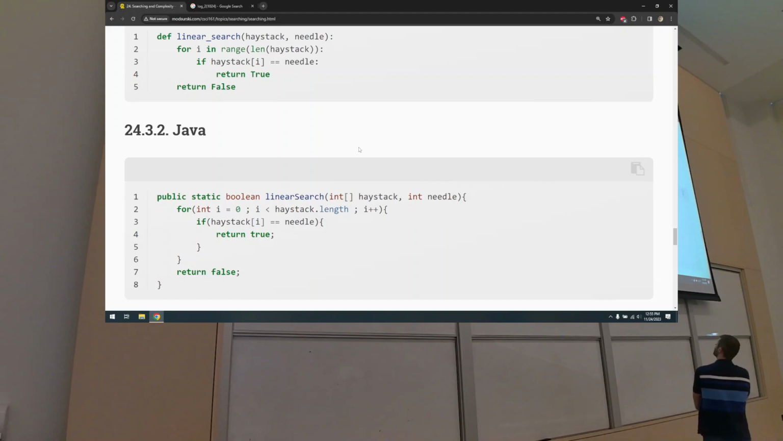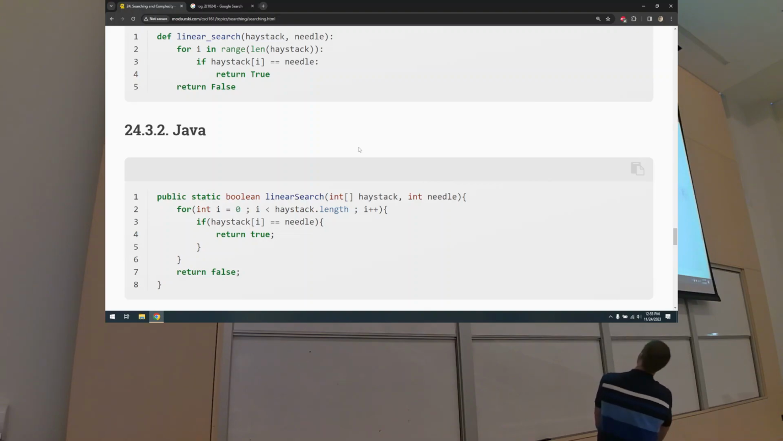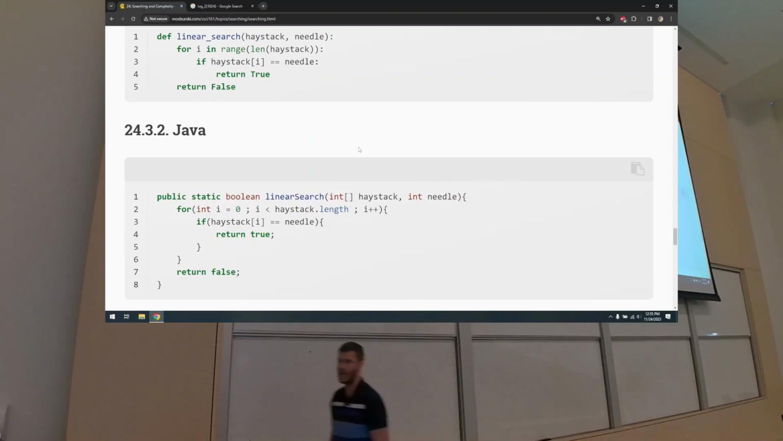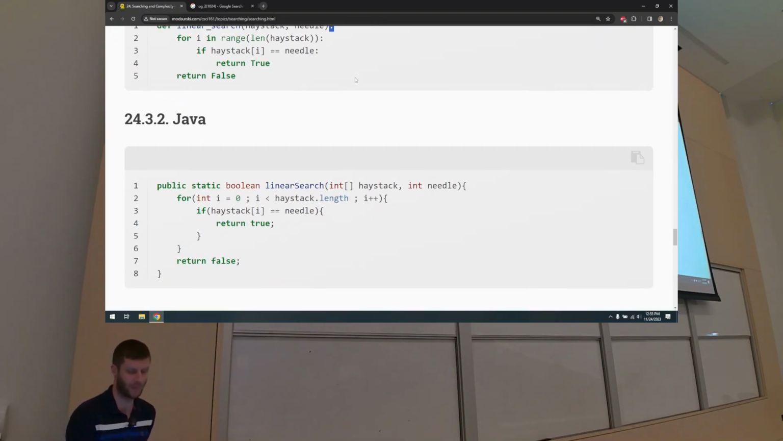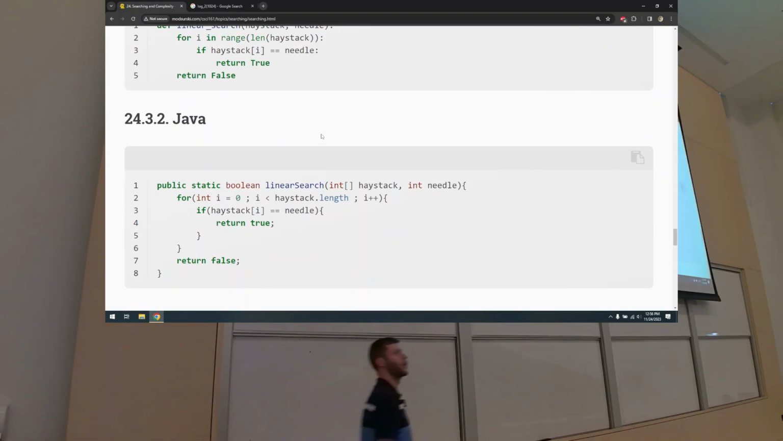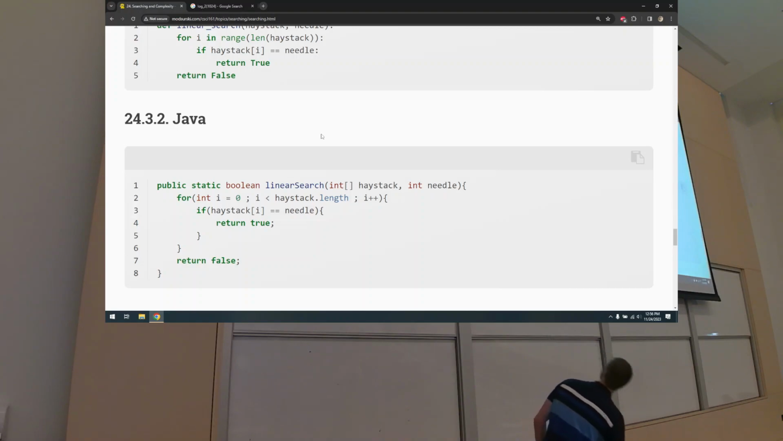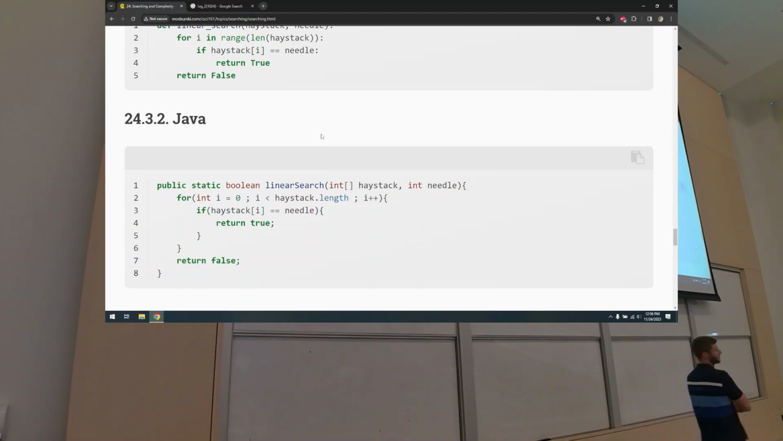Boolean, linear search. What do you think the Boolean means? It's the return type. In fact, I should probably add the type hints to this here, because there'd be a little arrow bool, right? So this is a function that's going to return a Boolean. Its name is linear search. In Java, we use camel case, not snake case. So that's why it's written a little differently.